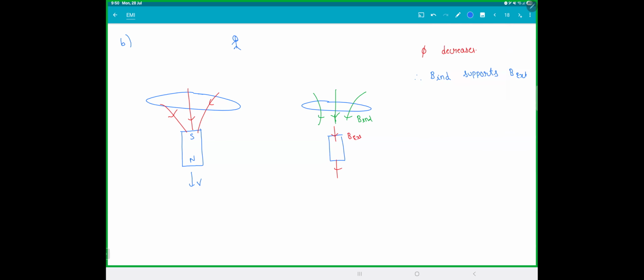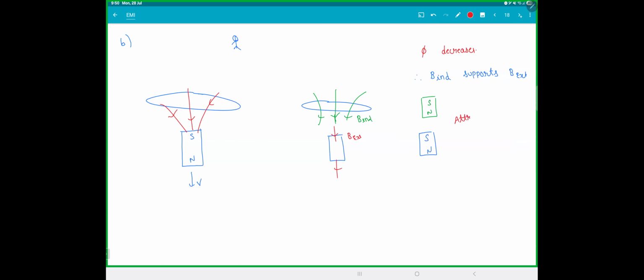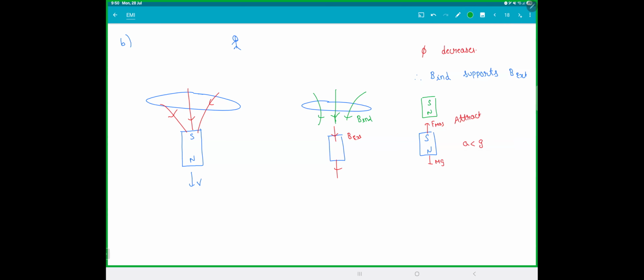So if you actually look at this, this would be south and north. This would be north and south. So this time they attract. That means the force is still up. Mg is down. So acceleration will be less than g. It still slows down. And what about the current? Put your thumb down. So this guy will see clockwise. Is that making sense?